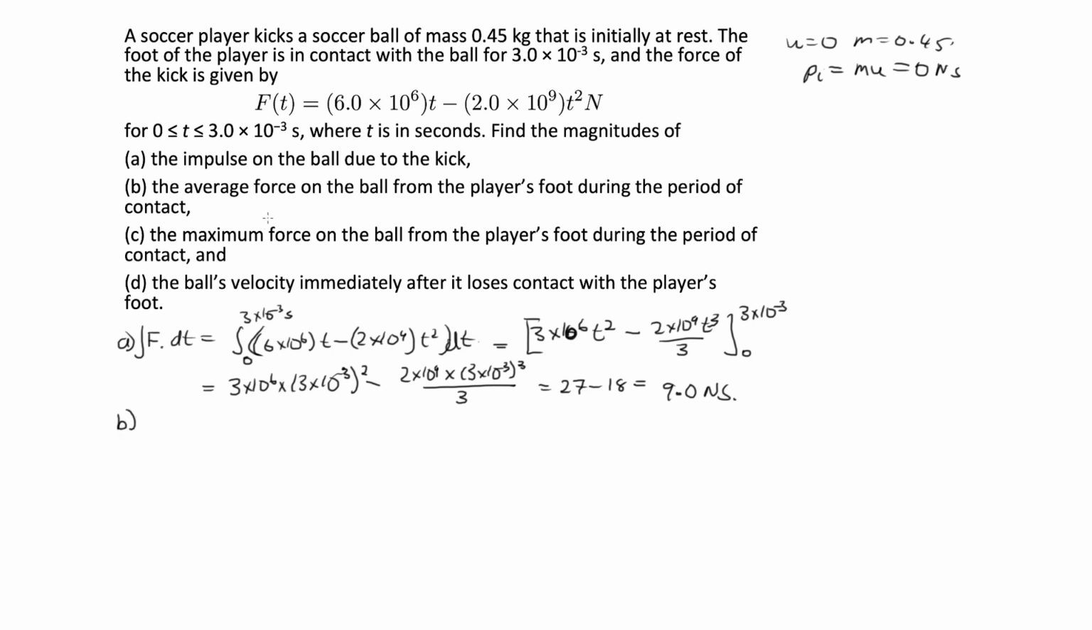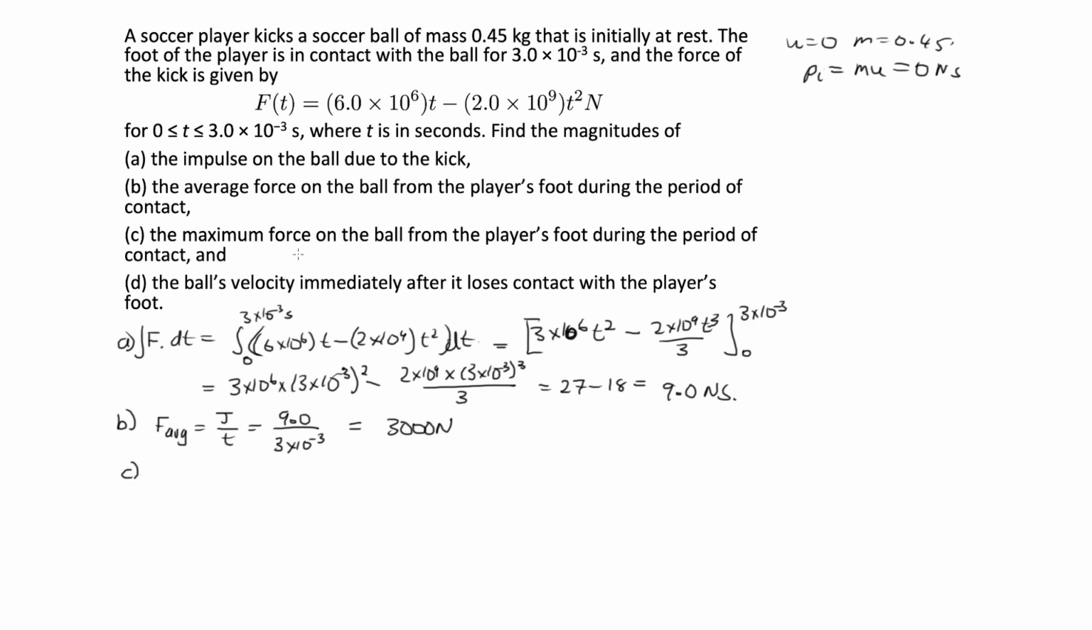So part B then asks for the average force on the ball from the player's foot during the period of contact. So we know that the average force is equal to the total impulse divided by the time. So that is equal to 9, which we've just calculated here, divided by the 3 times 10 to the minus 3 seconds, and that gives us 3,000 newtons, and that'd be in the direction of the kick, but it only asks us for the magnitude.